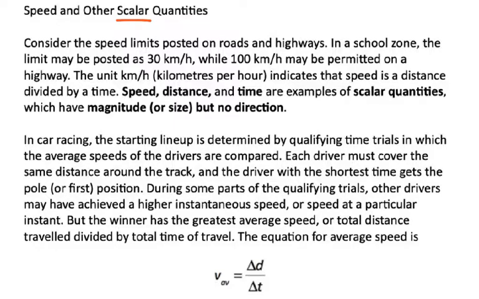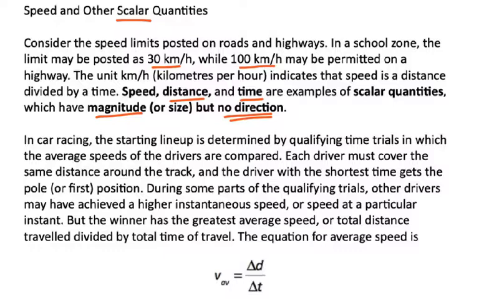We may be talking about speed, such as 30 or 100 kilometers an hour. We may be talking about distance, time. These are all scalar quantities because they have a magnitude, which is a number or a size, but no direction. If you look at the speedometer of your car and it says 100 kilometers an hour, that is a scalar. If you attach a direction to that, so say 100 kilometers an hour east, that then becomes a vector quantity, and we'll get into those in a little bit.